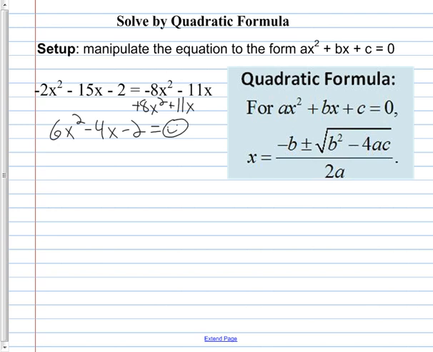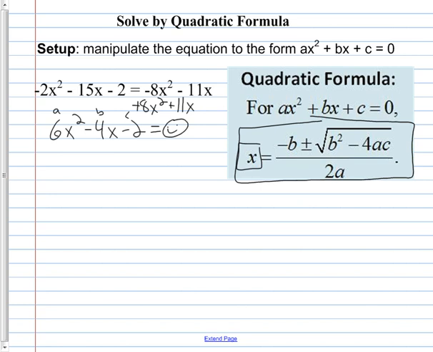All right, that's what we want. We want it to be equal to 0. So now we're going to plug a, b, and c into our quadratic formula, and that directly tells us what x equals. Once everything is simplified, we are finished.